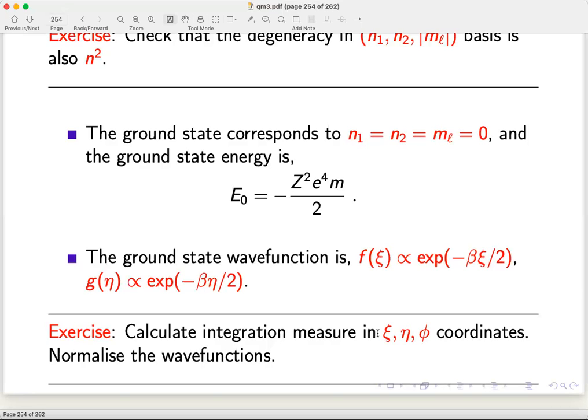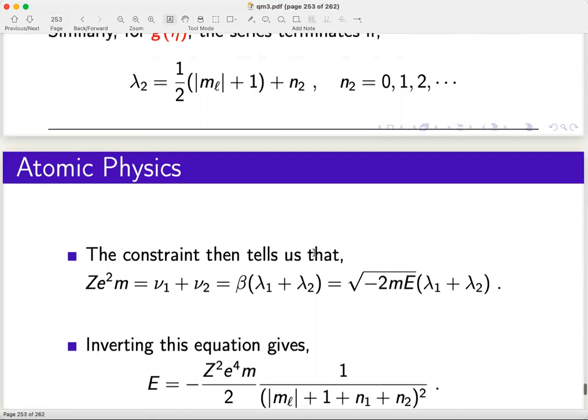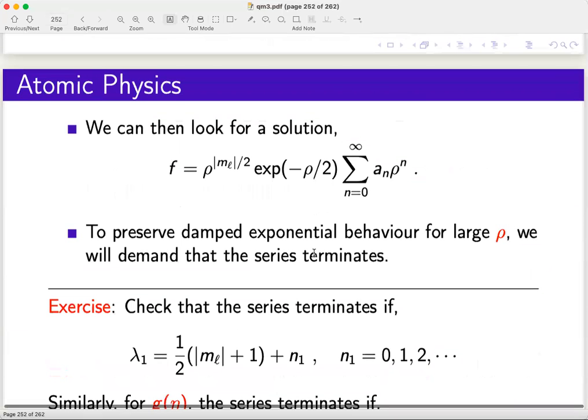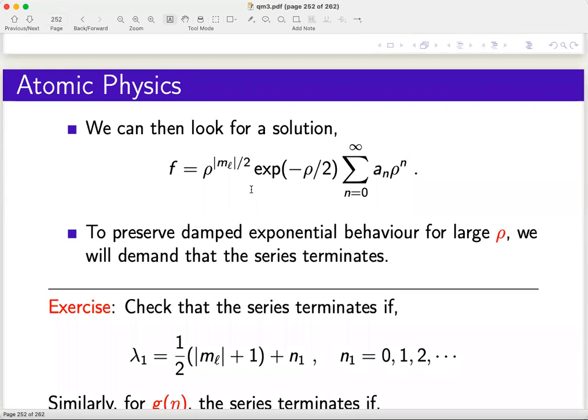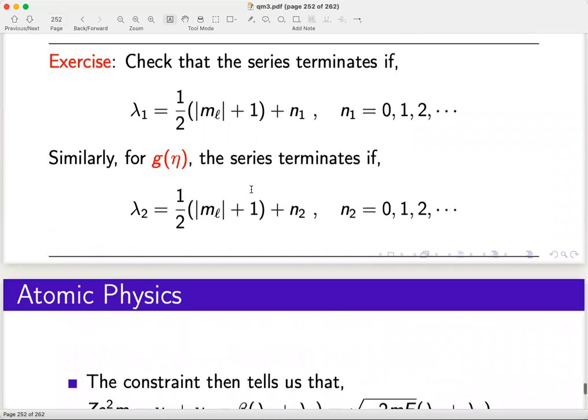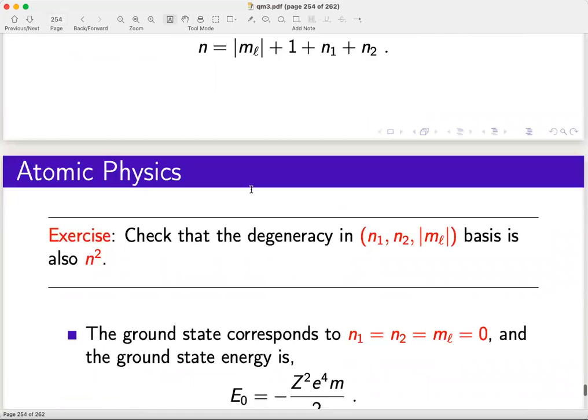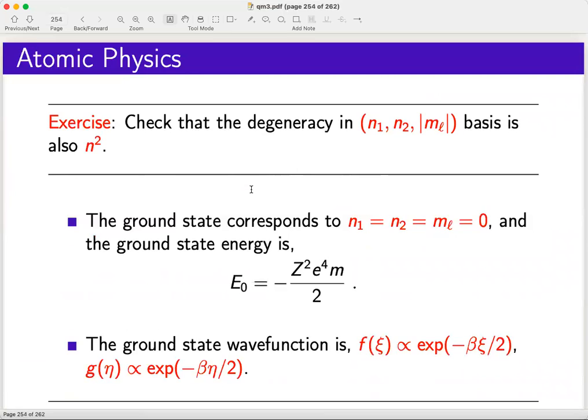Once you determine that, then using that integration measure and this form of f and g, well, you don't have to only look at the ground state. You can look at any arbitrary energy state, so something like this. You can try to determine the normalization of the wave function. So that is the exercise.